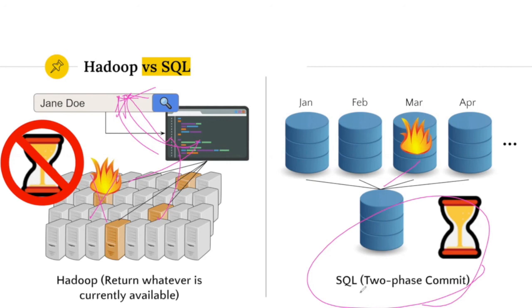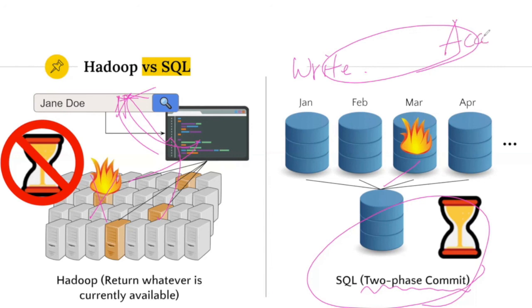So for SQL, it's called a two-phase commit, because you enforce the consistency and the structure and the ordering at all times, from the beginning, from the writing of the information to the accessing of the information. So the entire life cycle, from the creation of data to the access of data, there's a gatekeeping process. Versus Hadoop doesn't really care. It just returns whatever is currently available.